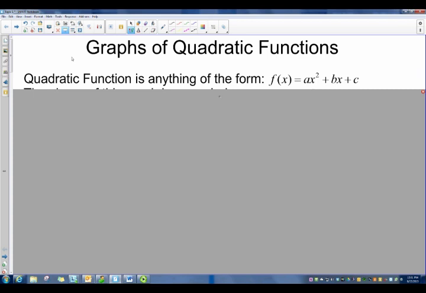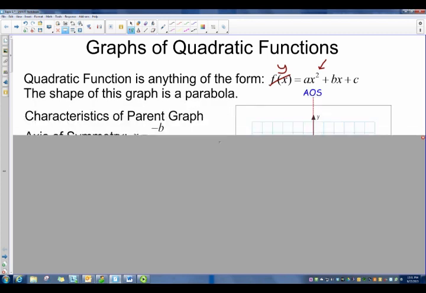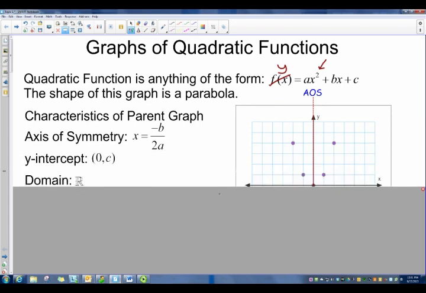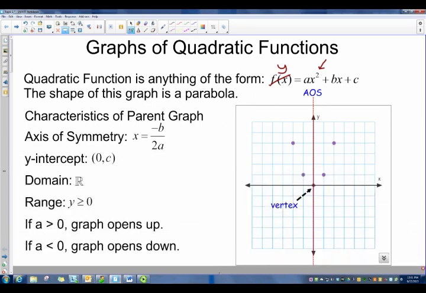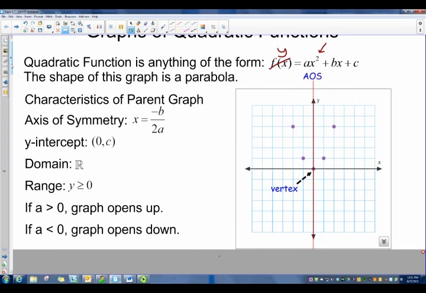So a quadratic function is anything in the form f of x equals ax squared plus bx plus c. Now remember, f of x is the same as y, and the big key to this is the squared. So anytime something has a squared in it, this is a quadratic. Okay? Now the shape of a graph that is a quadratic is a parabola, and a parabola is a U-shaped graph. Now there are certain characteristics of this parent graph, and a parent graph is the most basic of those graphs.